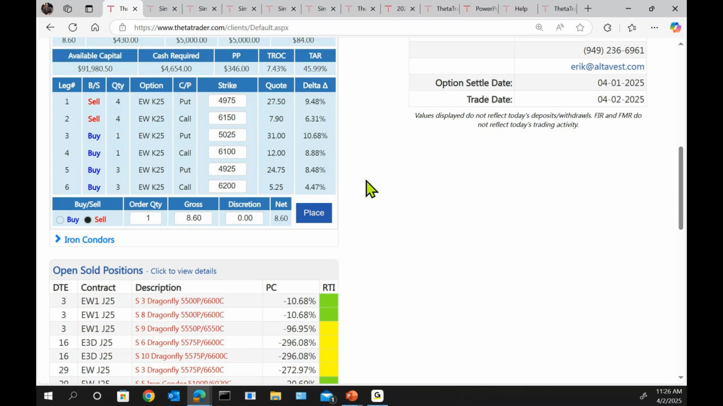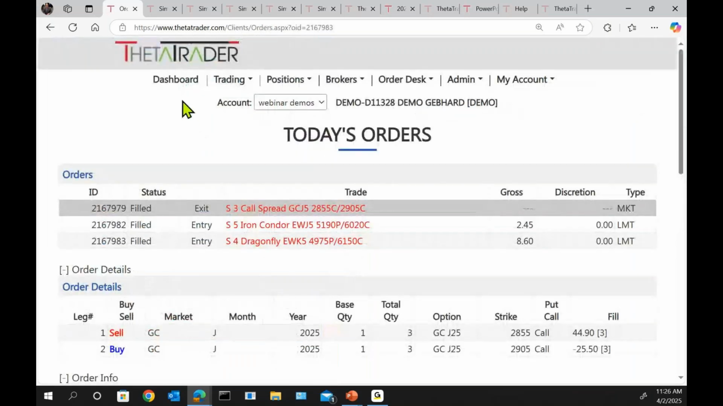You want the math to work in your favor. You want the statistics and the long-term probabilities to work in your favor. And you can see it's a default to a sell. Maybe we'll do 3 of these. It raises our profit potential and cash required, maybe 4 of them. And then you can leave this, you're trying to collect 8.6 points or higher. And we'll go ahead and place that order just for that example. And just that simple.